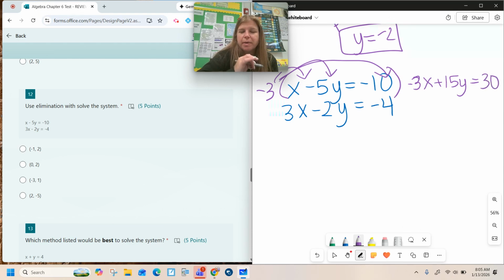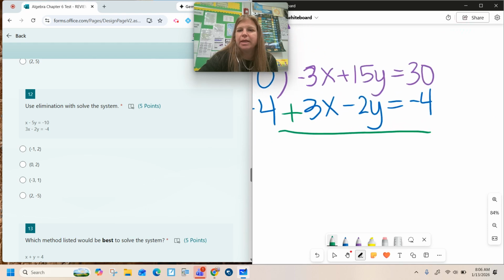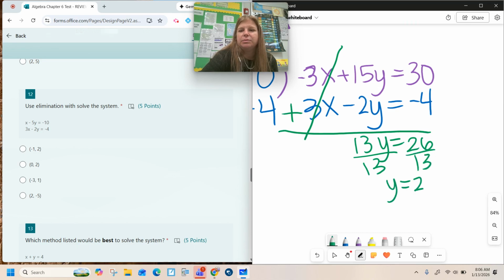You are allowed to multiply that equation by -3 and then stack that over the original second equation, and now I can beautifully do my elimination. I can add these two equations together. -3x plus 3x eliminates out. 15y plus a -2y is 13y. And then 30 plus a -4 is 26. Divide both sides by 13, and I get y equals 2.